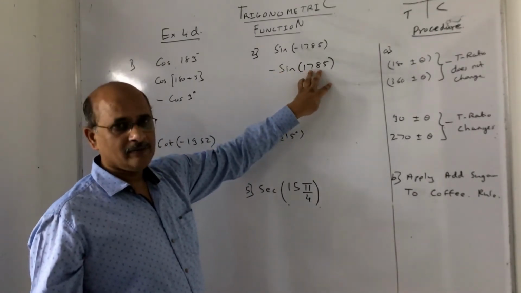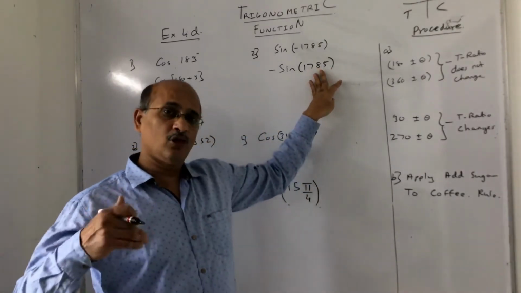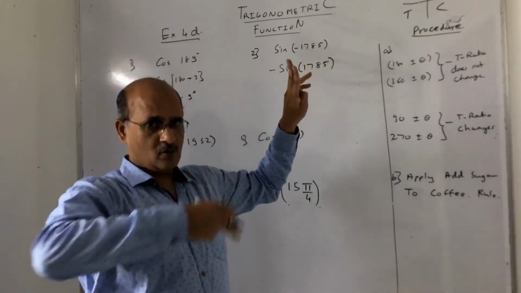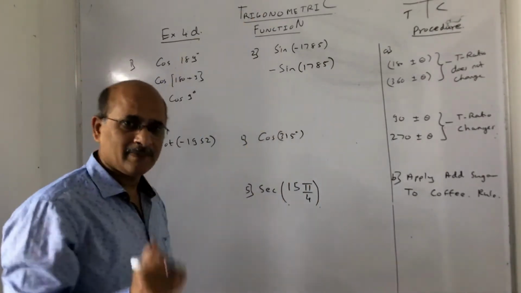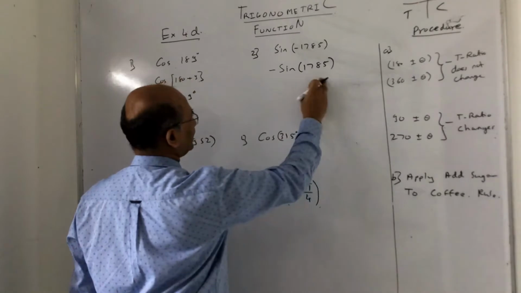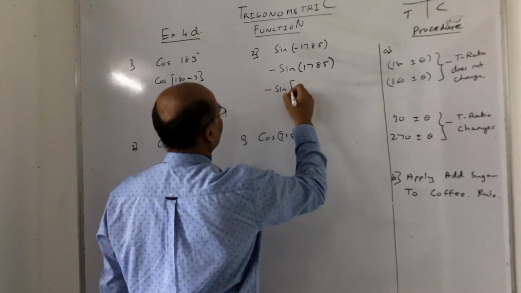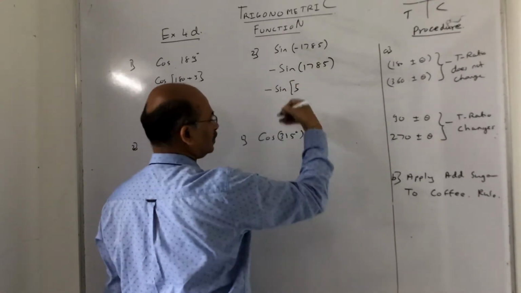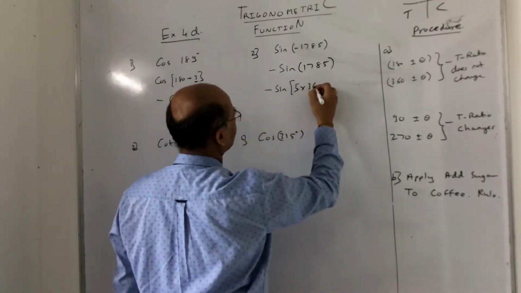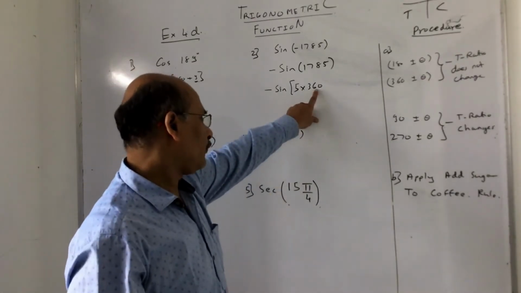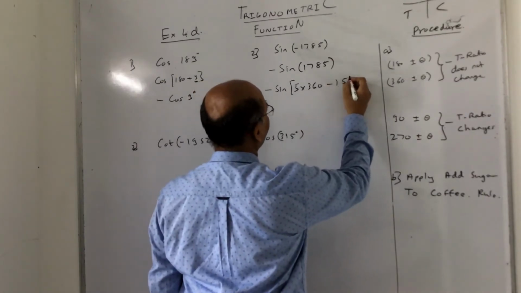Now 1785. I repeat the statement from the last lecture. If the angle becomes more than 360, that is one complete rotation plus, any number of rotations doesn't make any difference. The terminal arm comes back to the original position. So I can convert this: minus sine of, divide this by 360 and come to the nearest point where the acute angle is formed. Now this is 5 into 360, which is 1800. So 1800 minus 15 degree.